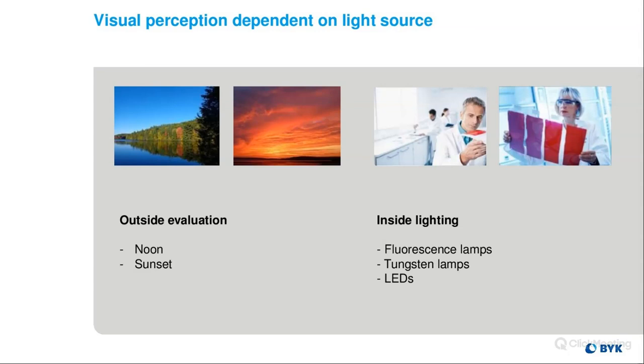And then you have the problem with inside lighting. It all depends on which labs have what type of light, one lab using versus another lab, if they're using fluorescent light or tungsten lamps or LED lights. All these factors can change how we visually see samples. So it's really important that when we're describing colors or comparing colors visually, we need to have defined conditions for that. One of the biggest factors there is to have a defined light source.